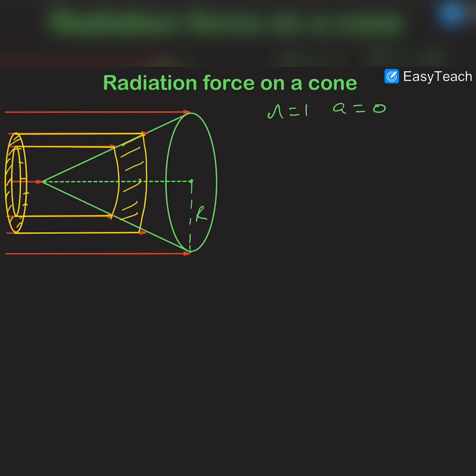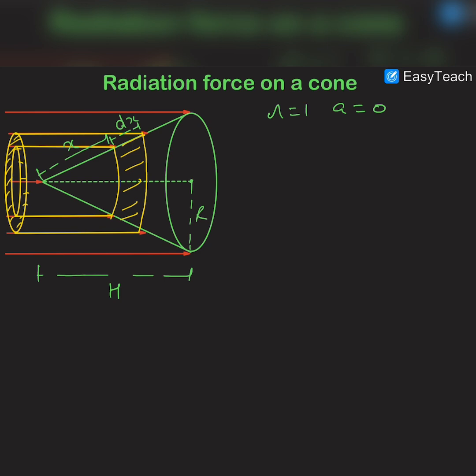So you can imagine this cylinder, and there is a strip on the cone surface, and the width of this strip is dx, and this distance is x of this strip. Now the total height of the cone is h and the radius of the cone is R. These data are given. Intensity of the beam is I.